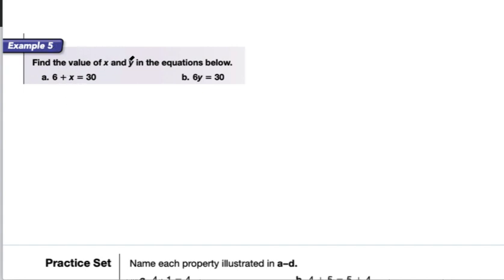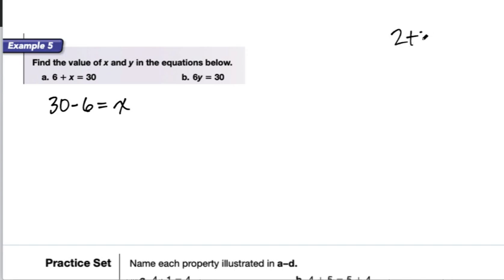Find the value of x and y in the equations below. So 6 plus x is equal to 30. If 6 plus a number is equal to 30, then what I know is 30 minus 6 is equal to that number that I'm looking for. Pause me and think about it. If you need it to make sense, even do some examples.